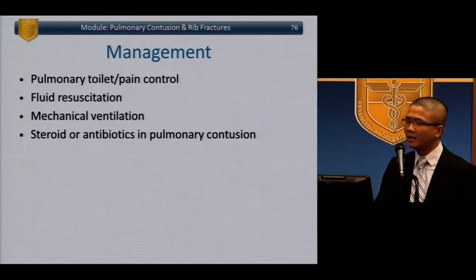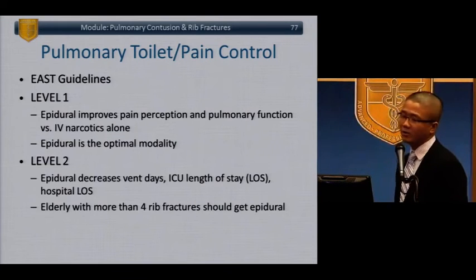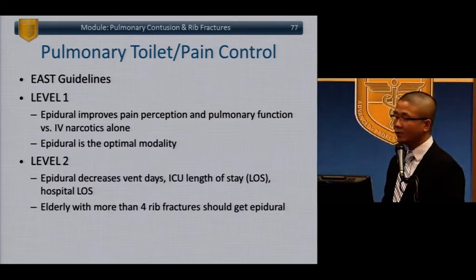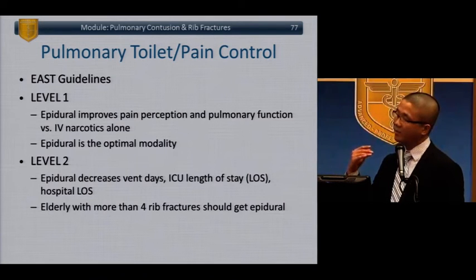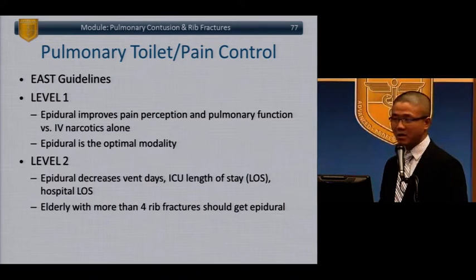We'll talk a little bit about where we are in terms of management. So pulmonary toilet is the most important thing. Whether you want to do an epidural versus a paravertebral block, I would pick the answer for pulmonary toilet, particularly in elderly patients, to use some sort of adjunctive measure besides narcotics to get adequate pain control. So epidural improves pain perception and pulmonary function. We don't know whether or not paravertebrals are better than epidurals. I hope it's going to be either or, not both.